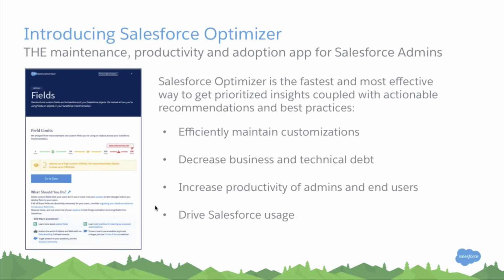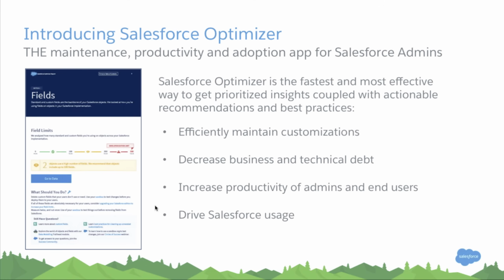Salesforce Optimizer is the maintenance, productivity, and adoption app for Salesforce admins, which helps admins efficiently maintain customizations and decrease business and technical debt to help you get more value out of your Salesforce environment. Optimizer increases the productivity of admins and your end users and drives Salesforce usage to ultimately help you improve the company's bottom line. It's the fastest and most effective way for admins to get prioritized insights coupled with actionable recommendations and best practices. And the good news is that you can run it today.